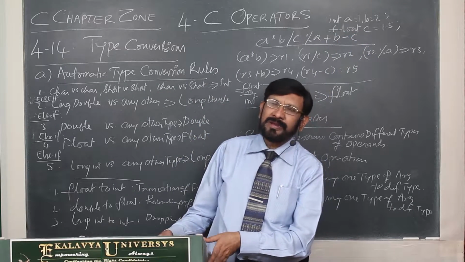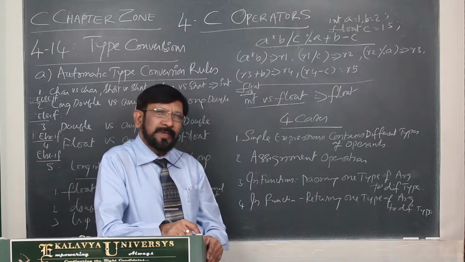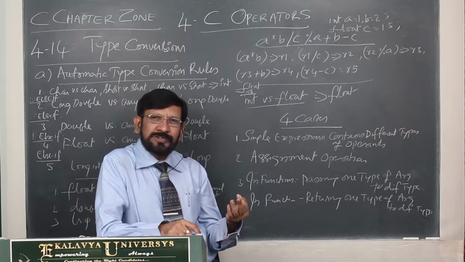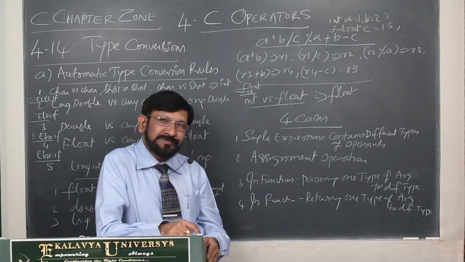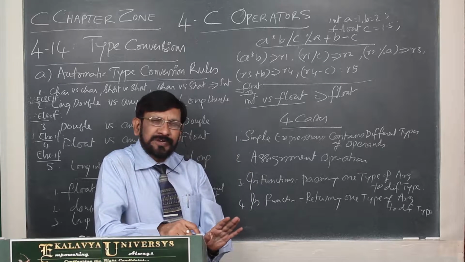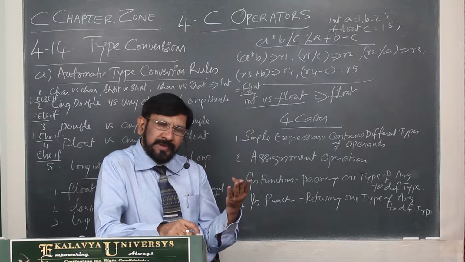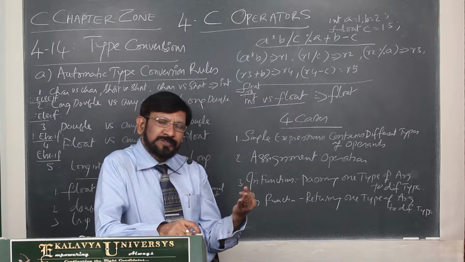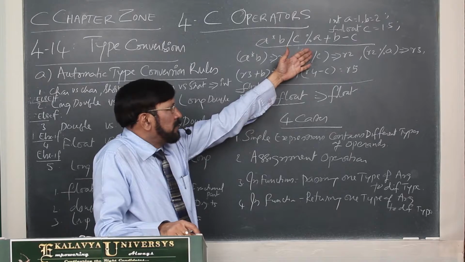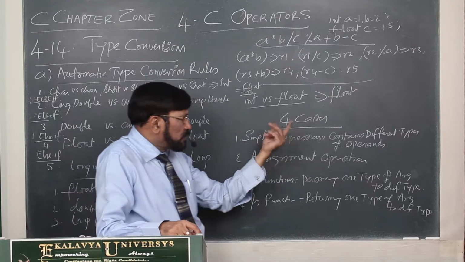In this context, one thing I have to tell you: I generally use the word operand. You have to understand that an operand may be a variable, or a constant, or even an expression. Whenever I use the term operand, you have to understand it in a broader sense: it may be a variable, a constant, or an expression. In this case, you see that mixed arithmetic is being performed, so automatic conversion rules are required.